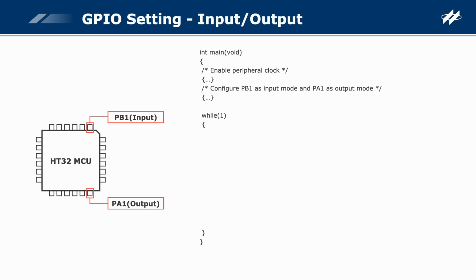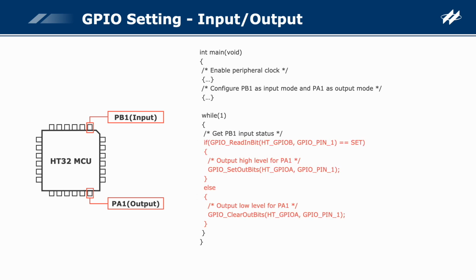After the above configurations, the following will introduce how to use the input and output modes. The PB1 input level can be obtained using the GPIO read in bit function. Set means high level, reset means low level. Therefore, the input I/O state can be read to control the output I/O PA1 to output a high level or low level. This example demo is as follows.